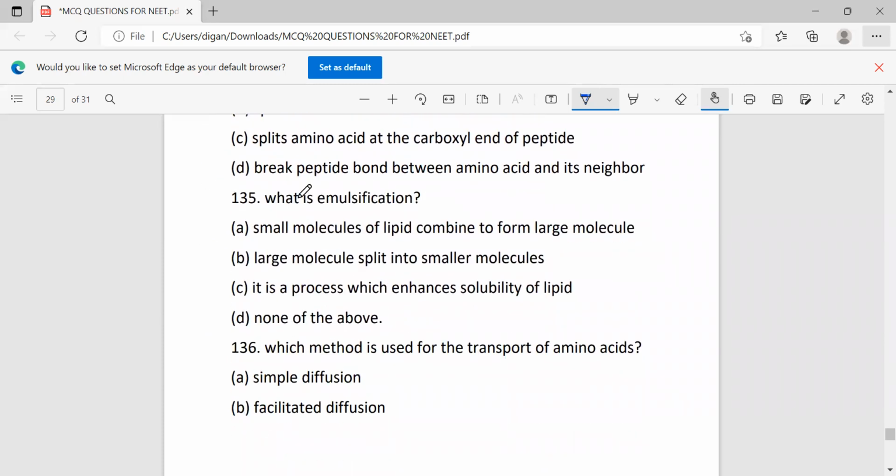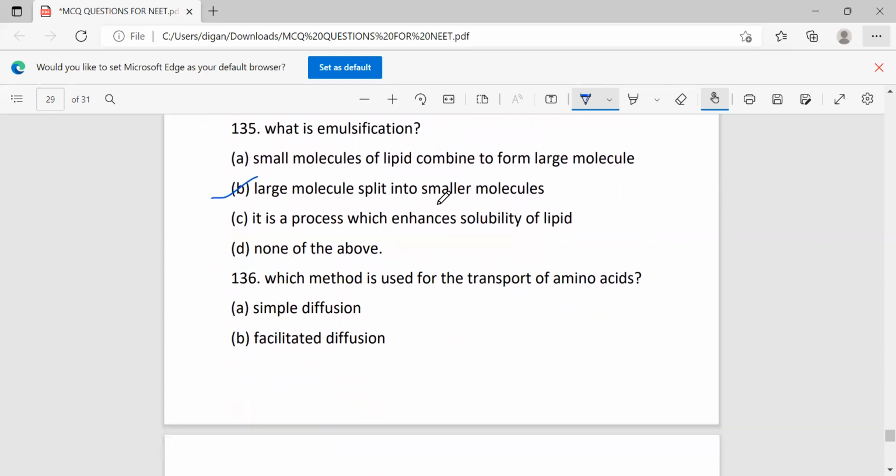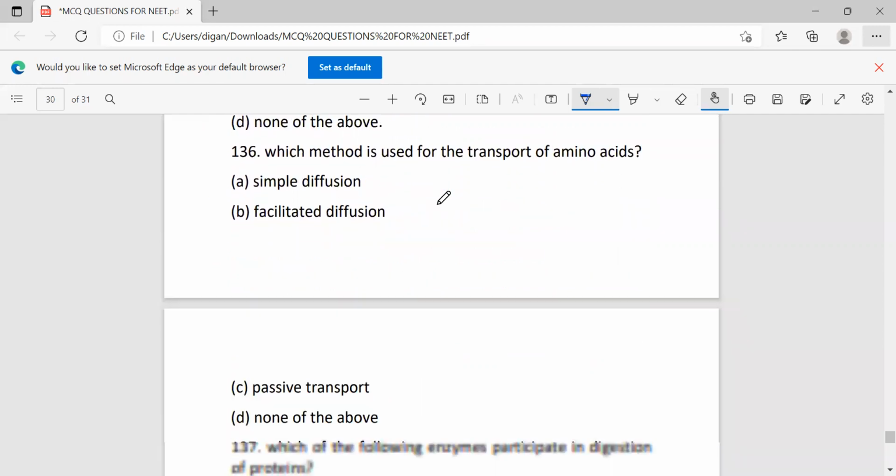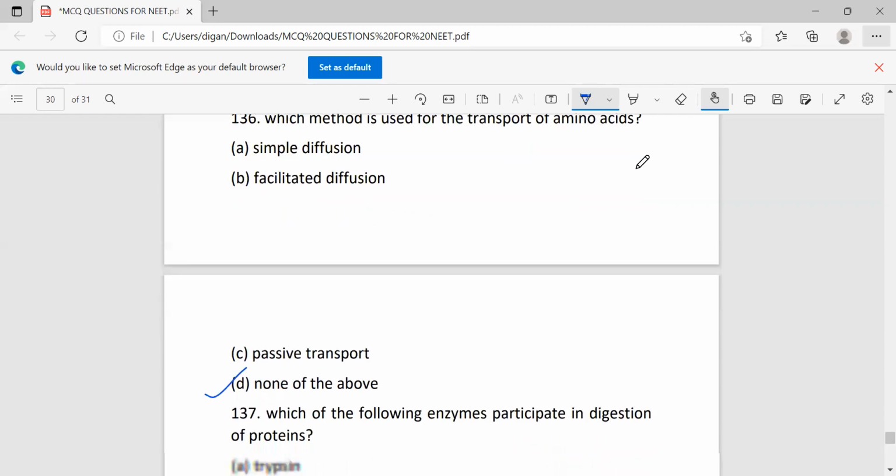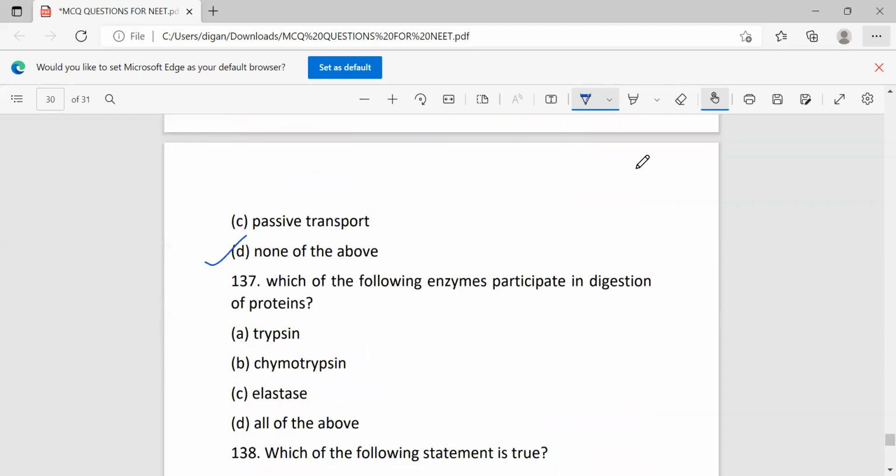For 135, what is the emulsification? For 135, correct option is B. Large molecules split into smaller molecules. Which method is used for the transport of amino acid? And the correct option is D. That is none of the above. Out of these 3 options, none is there. That's why the 4th option is correct, none of the above.